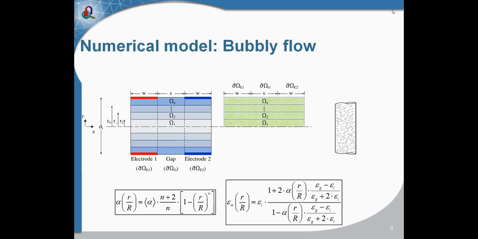In order to apply these models to the numerical model, the geometrical model, as you can see on this slide, is divided into several blocks of equal size. Here, a number of 12 blocks was chosen. And in each block, the mixture relative permittivity was set constant according to the two models. That means by the radial void profile and the Maxwell model.